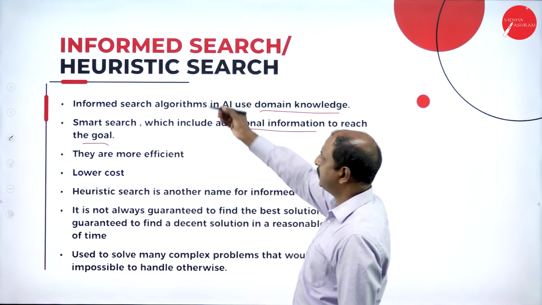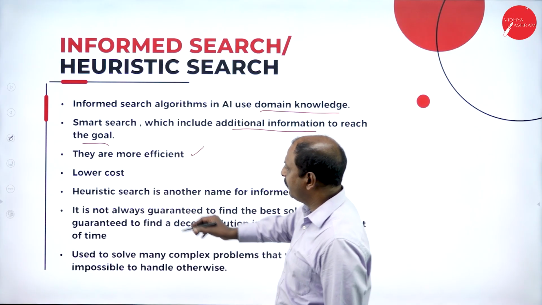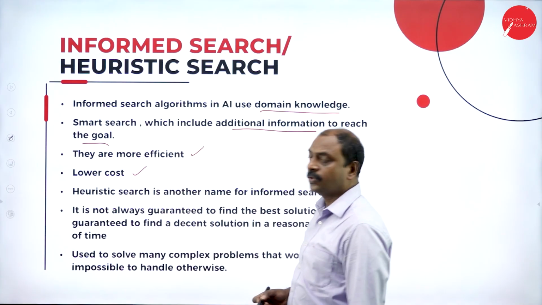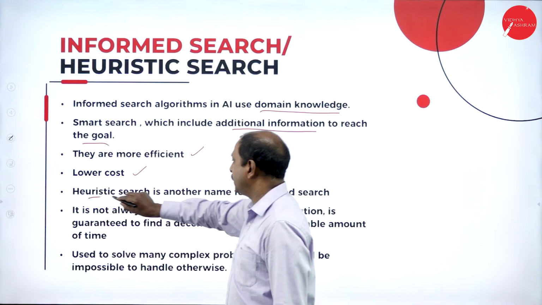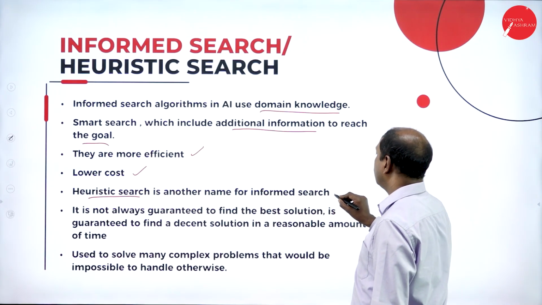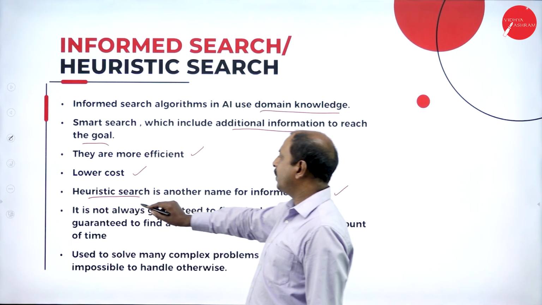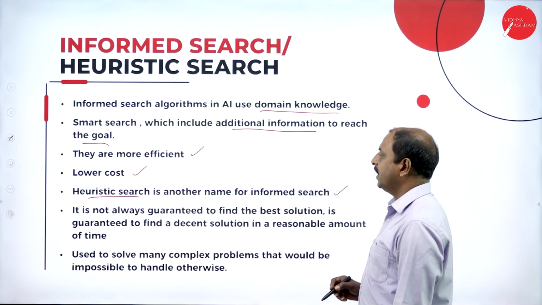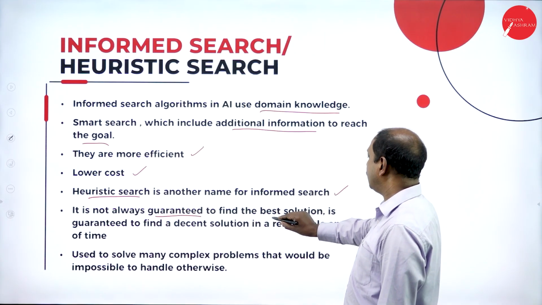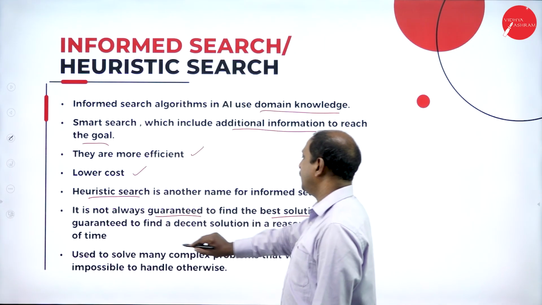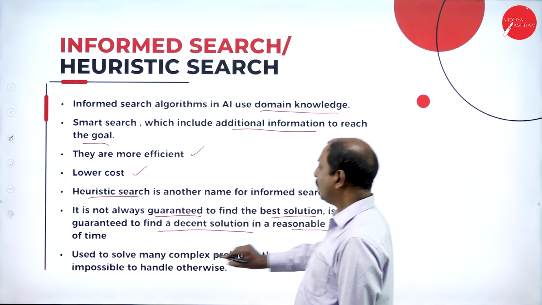That's what I told you in the beginning. Now they are more efficient and with a lower cost. Next, heuristic search is another name for this search. Another name of informed search is heuristic search. Next point is that it is not always guaranteed to find the best solution, but it is guaranteed to find a decent solution in a reasonable amount of time.